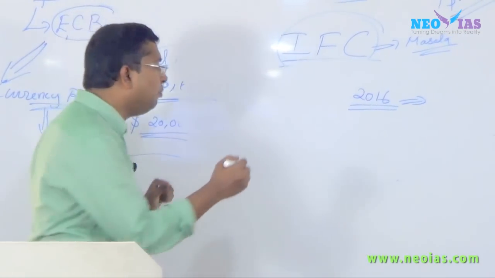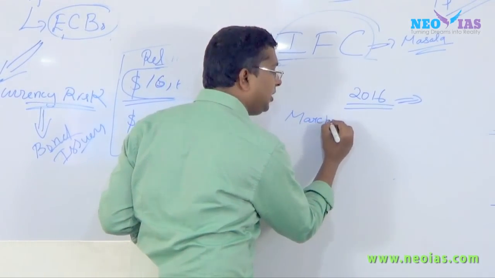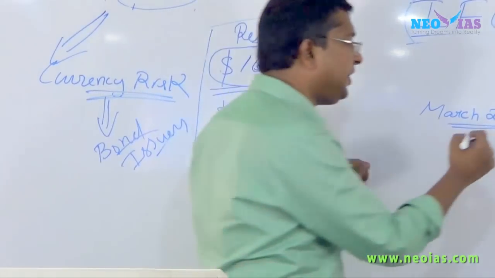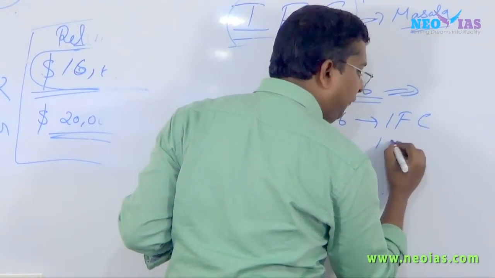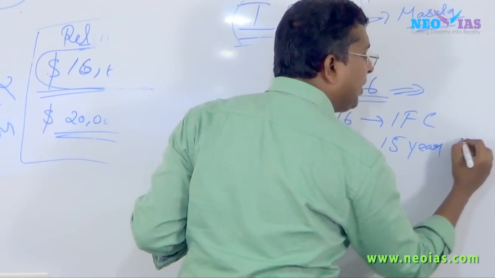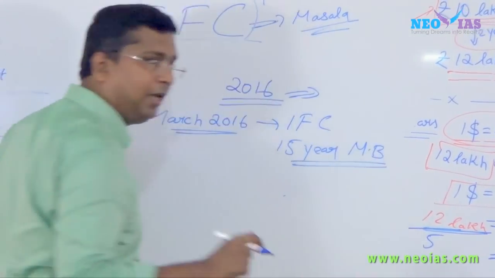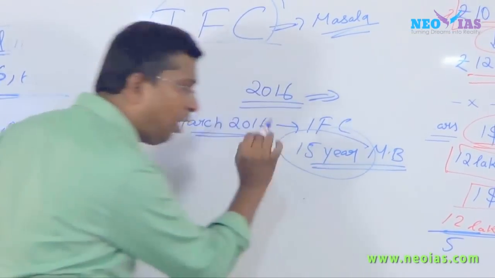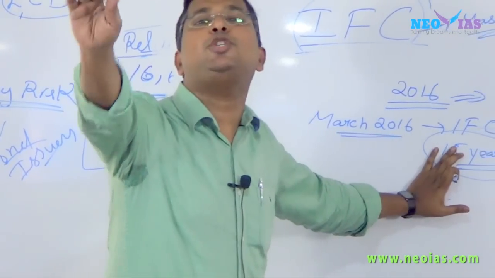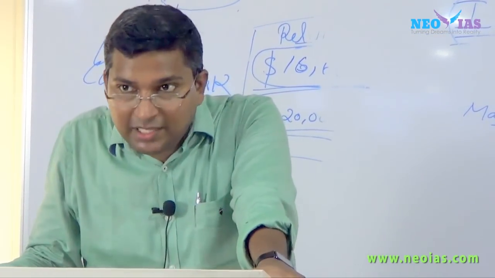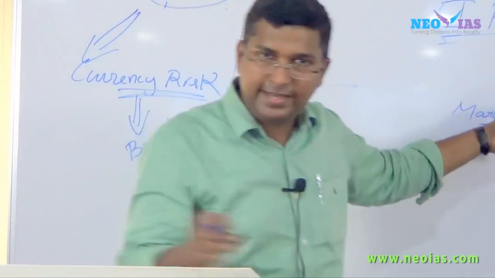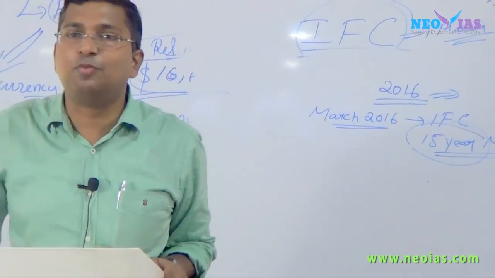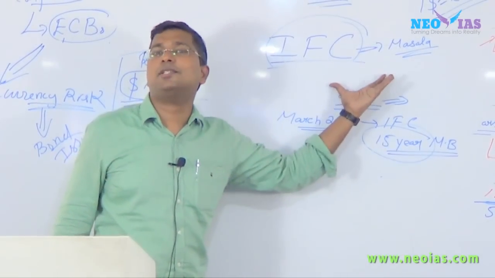The reason is very simple. In March 2016, which is very recent, IFC issued a 15-year Masala bond to support infrastructural development in India, and it is the longest rupee denominated security issued by IFC till now. Earlier IFC issued Masala bonds for 3 years, 5 years, 7 years and 10 years, but in March 2016 it issued the longest, a 15-year dated Masala bond. That's why UPSC asked this question in August 2016 prelims.